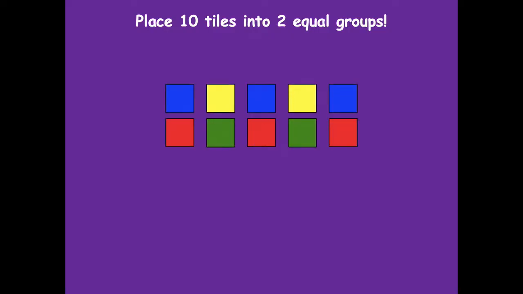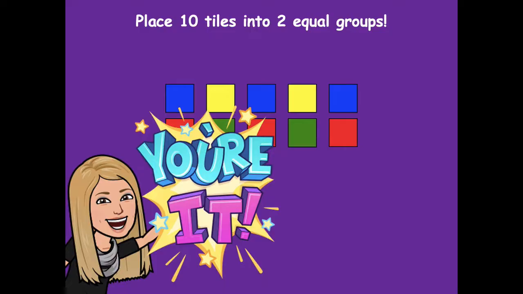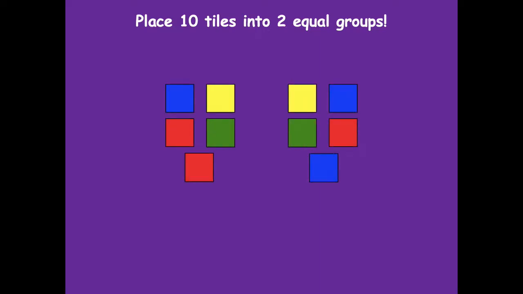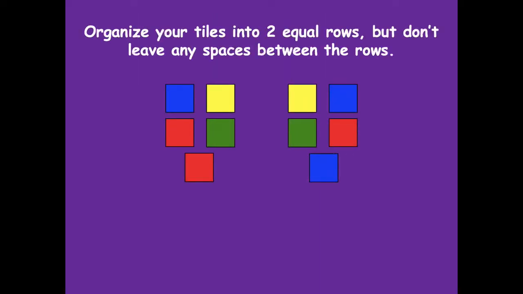Okay? All right, so first we're going to start off with, say, place 10 tiles into 2 equal groups. Okay, so here's our 10 tiles. Take 10 of them and place them into 2 equal groups. We're not putting them in rows and columns, just groups for right now. So pause the video, put your 10 tiles into 2 equal groups, and then click play when you're ready for the next step. All right, friends, pause if you need more time. All right, so here are my 2 equal groups. I have 5 in each one.